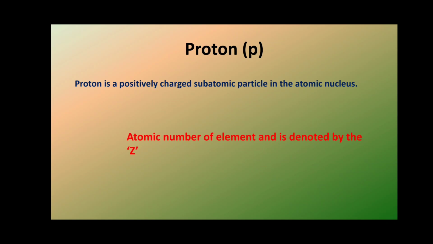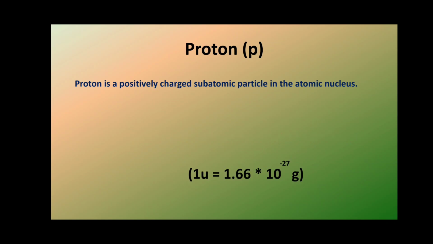The mass of a proton is approximately 1 Dalton. What do we mean by 1 Dalton? Remember, 1 Dalton is 1.66 into 10 to the power minus 27 gram. The mass of one hydrogen atom is approximately 1 Dalton, so generally we compare the masses of other atoms with the hydrogen atom.